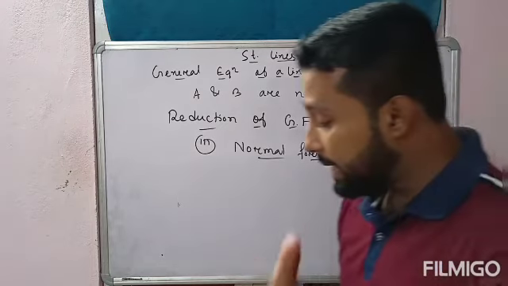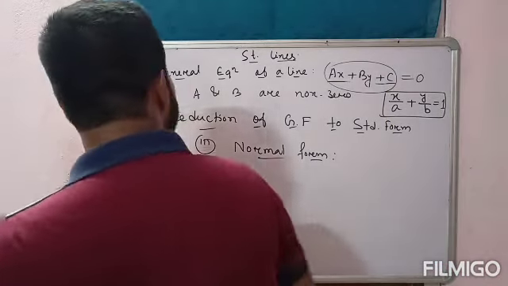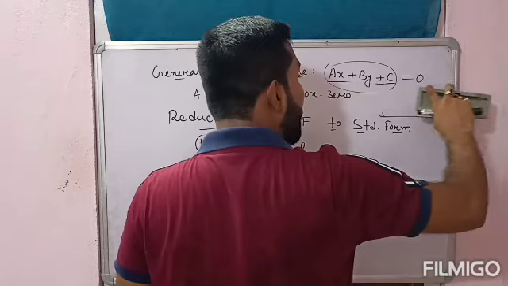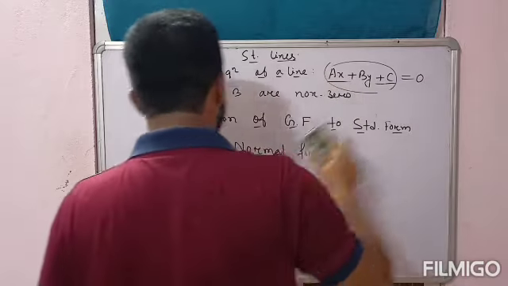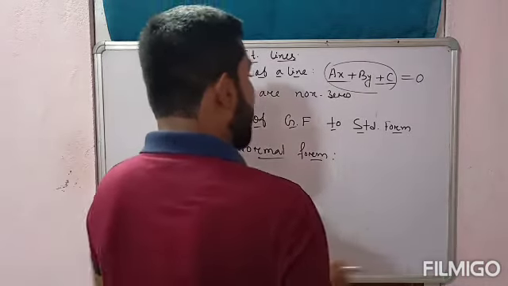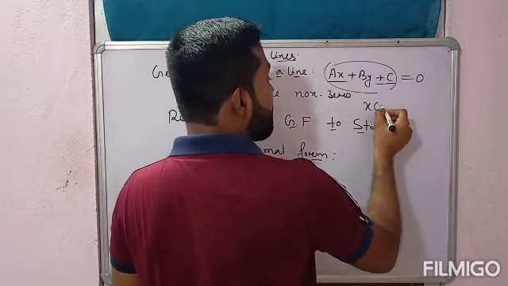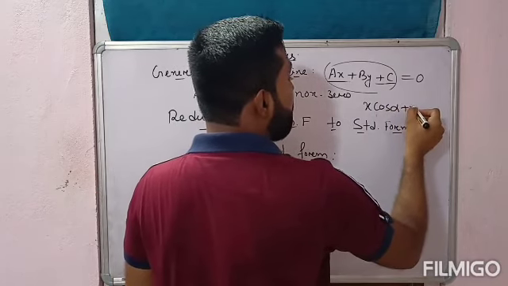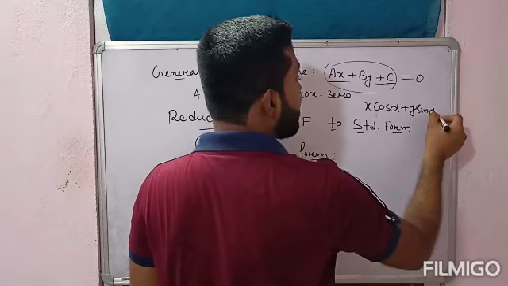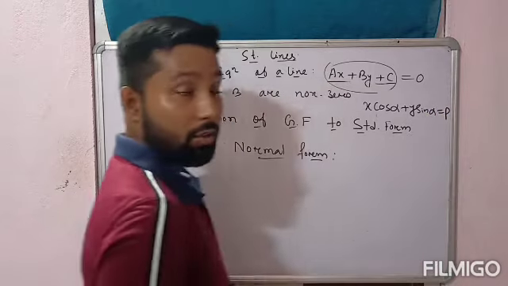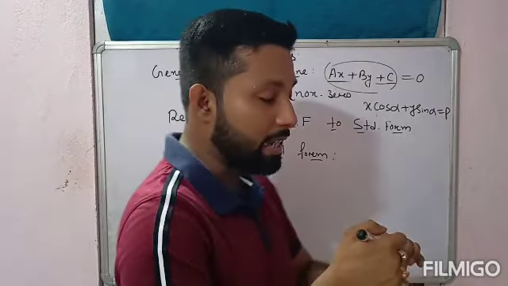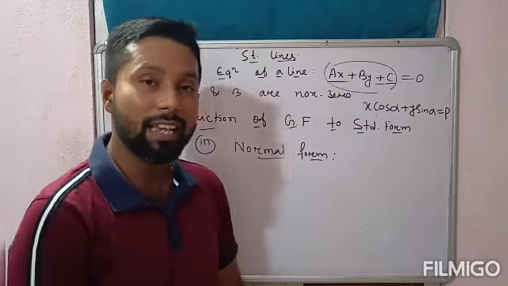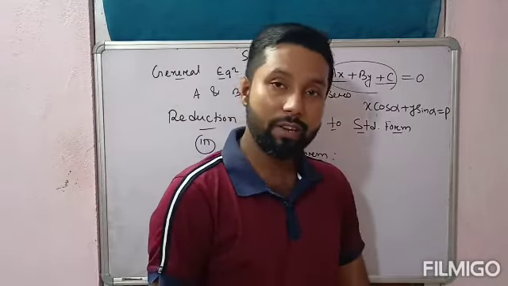So to reduce a linear equation into normal form, first of all you have to know the standard normal form. The standard normal form is x cos alpha plus y sin alpha equal to p. Yes or not? So you should know this standard equation, only then can we reduce as per the standard equation. Right, okay.